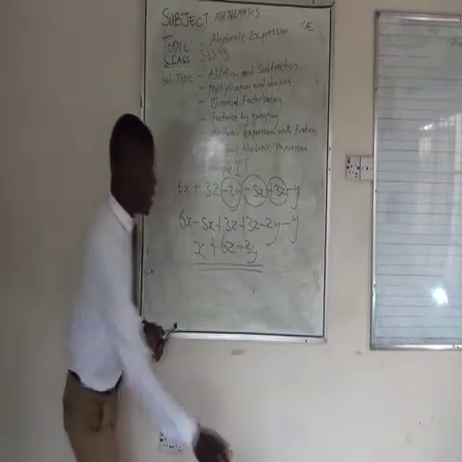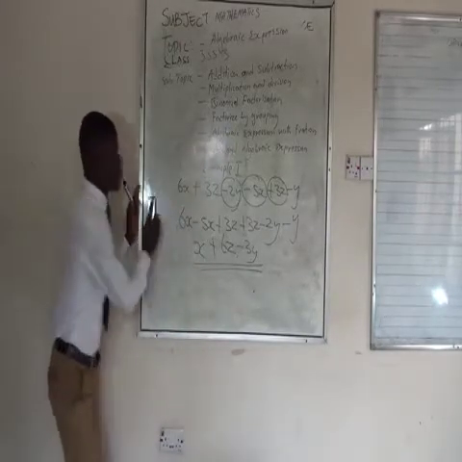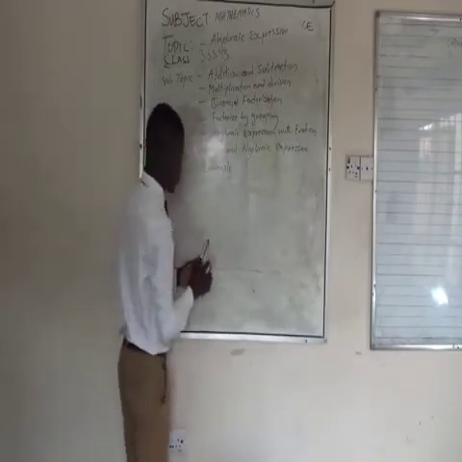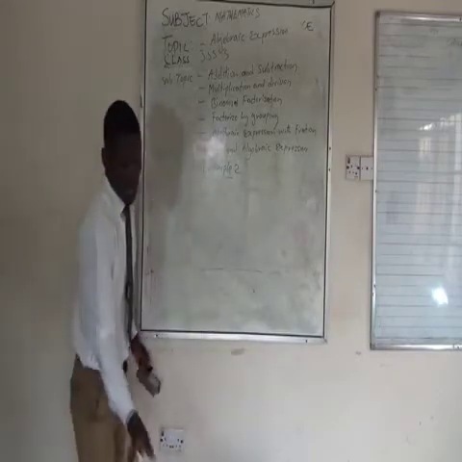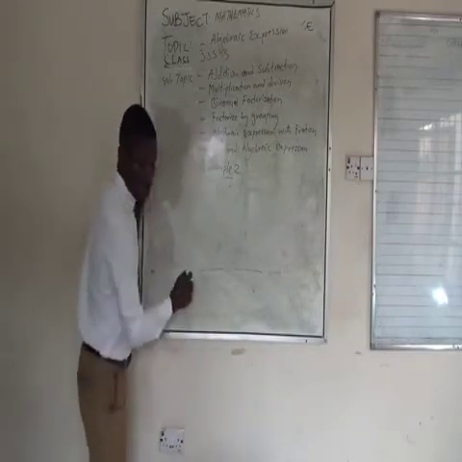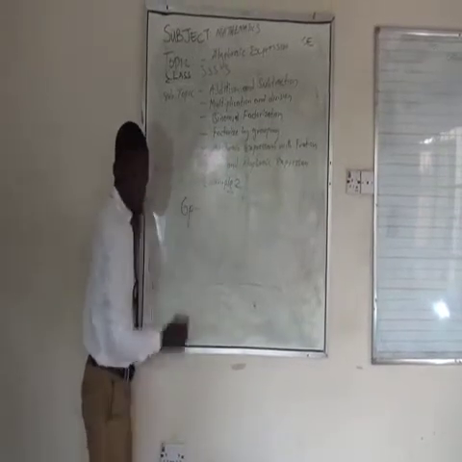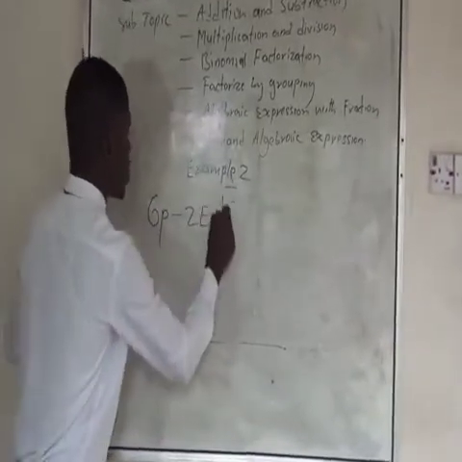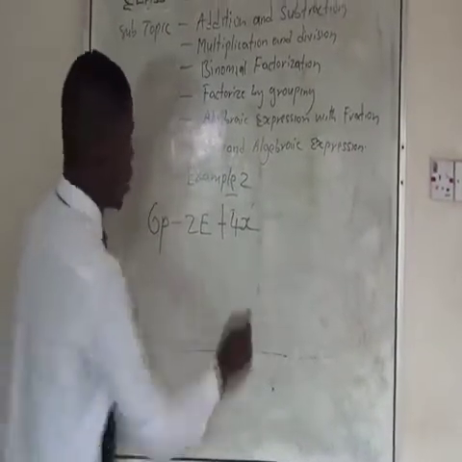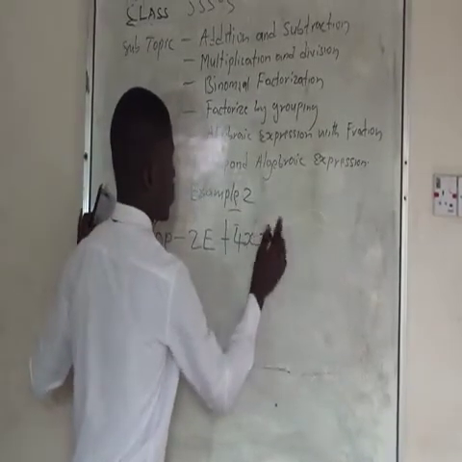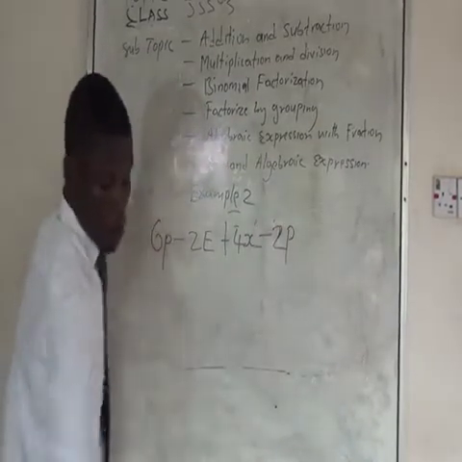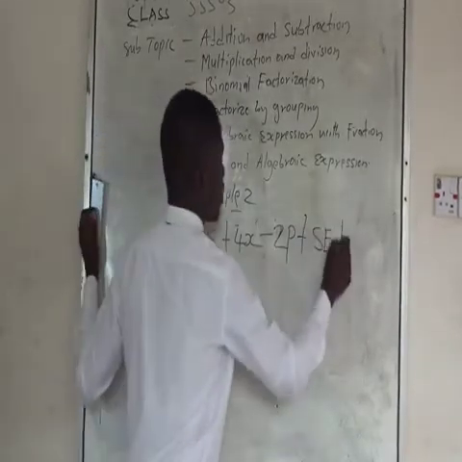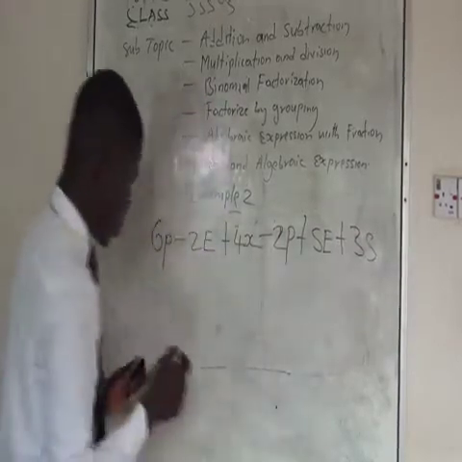So this is the answer for example 1. Then let's try example 2. Example 2, 6p minus 2e plus 4x minus 2p plus 5e plus 3x.